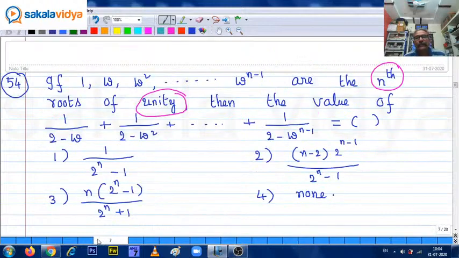See, verify the options. In the options no such value is there. So that's why the fourth option is the right option.